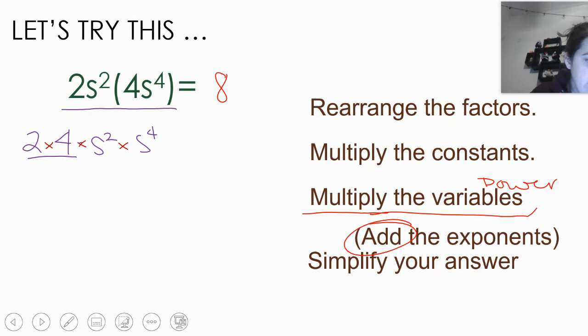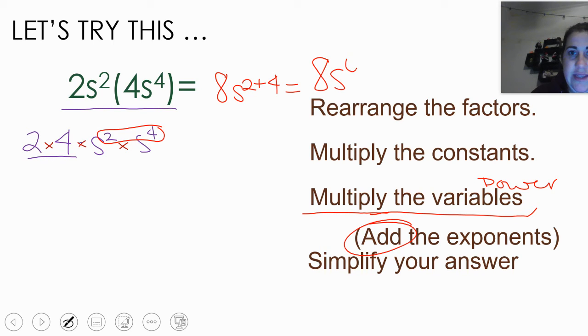Sorry guys. I'm going to add 2 plus 4. So I have S to the 2 plus 4, which simplified gives me 8 S, 2 plus 4 is 6. So that's my final answer right there.